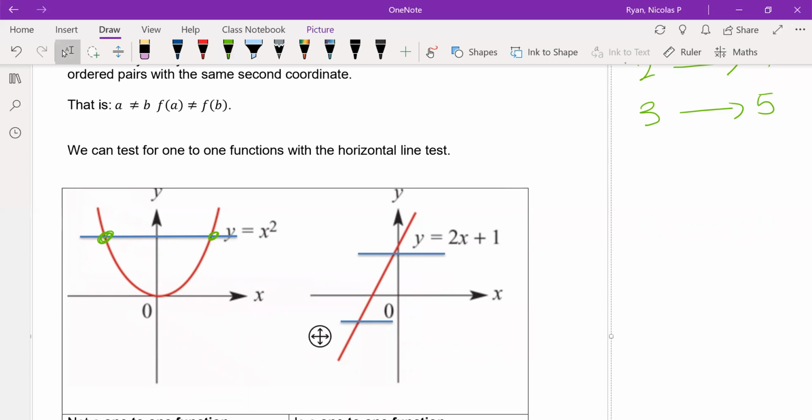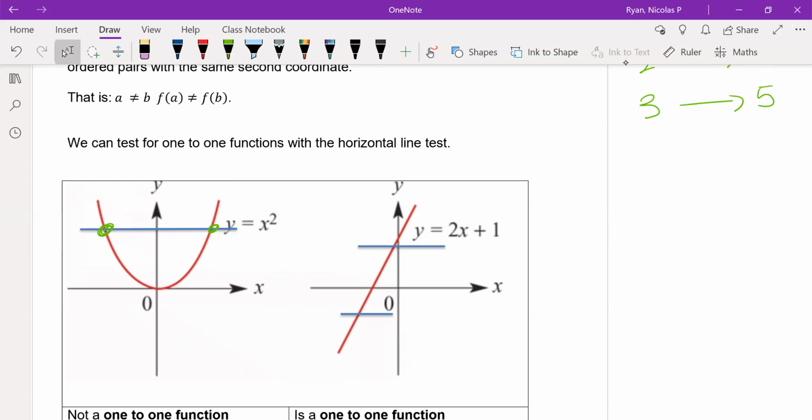I come over and look at my straight line graph here, y equals 2x plus 1. Wherever I draw vertical lines, I only cross the graph once. So yes, it is a function. Is it a one-to-one function? Well, now I draw horizontal lines. It doesn't matter where I draw them. I only cross the graph once. So it can be considered a one-to-one function.